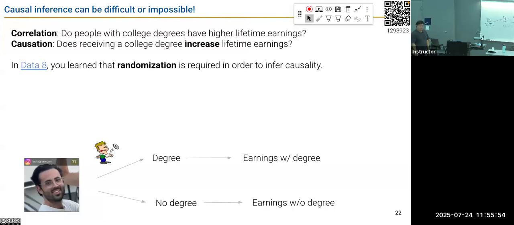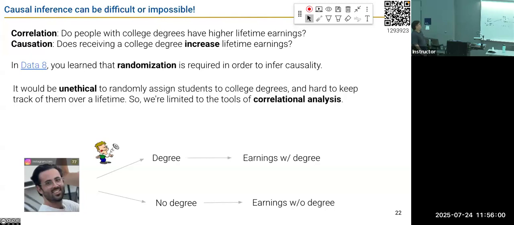Do we see a problem with this? Can we just randomly subject someone to getting a college degree or not getting a college degree? It's really unethical to do so, and also almost impossible to control for this. Also, it's very difficult to keep track of someone's lifetime earnings. So most of the time we cannot conduct these randomized experiments. That's why we're confined to only studying the correlation between these two, because you can study that from just observing their degree status and their lifetime outcomes.